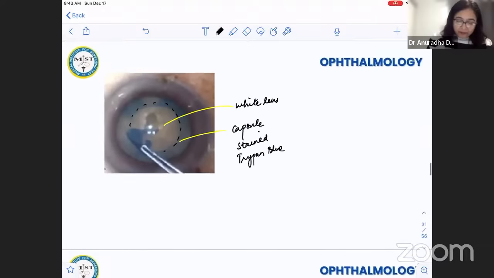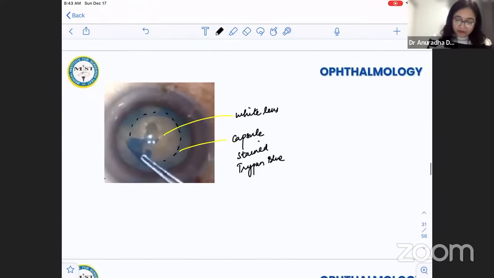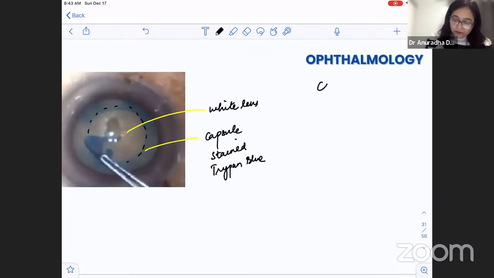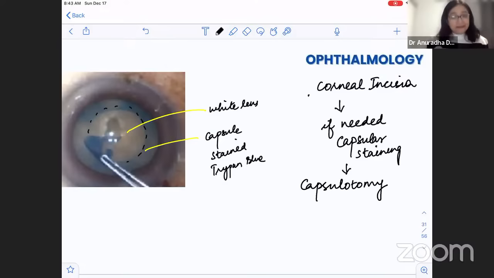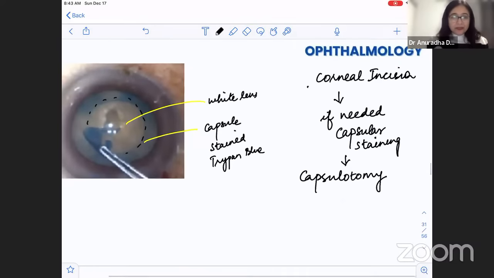Dr. Bhargav, if you remember the different steps of phacoemulsification, let me quickly write them down here. Of course, you will make a corneal incision. That is the first step. Then if needed, capsular staining; it is not done in all cases, but for example in mature cataract, you will do capsular staining so that you can see the capsule under the microscope. Once you have done the capsular staining, you will do capsulotomy, which is also called capsulorhexis. Once you have done capsulotomy, the next step is hydrodissection.